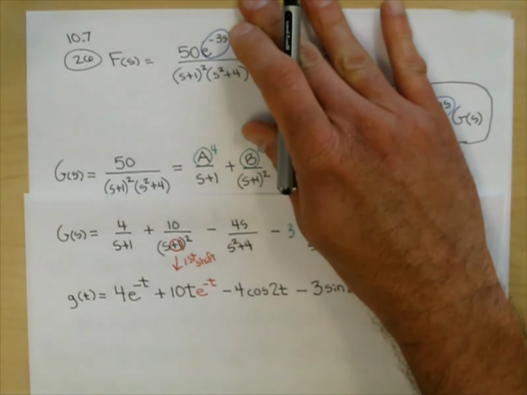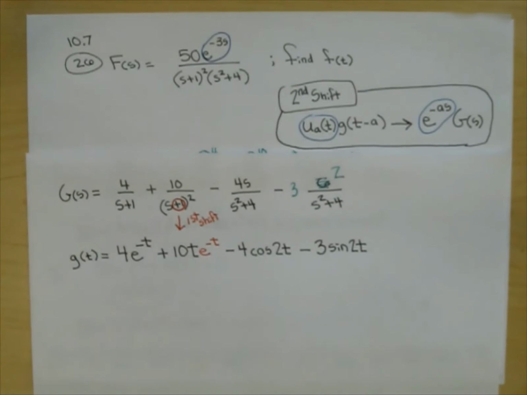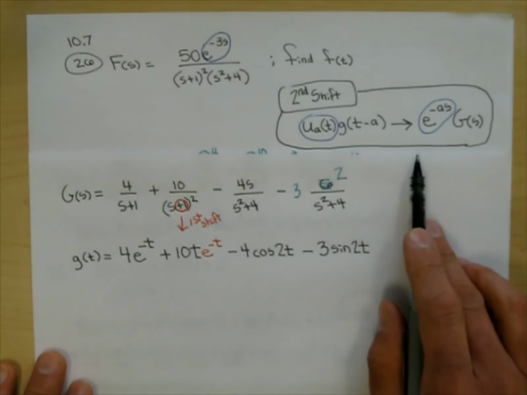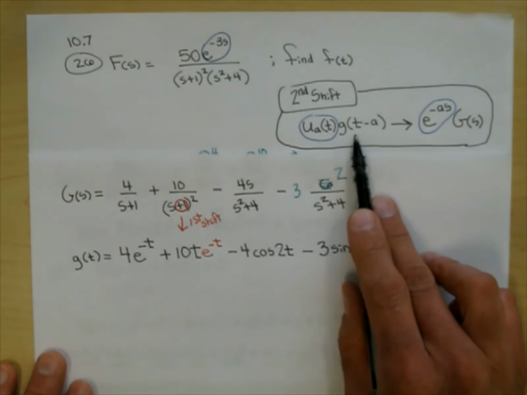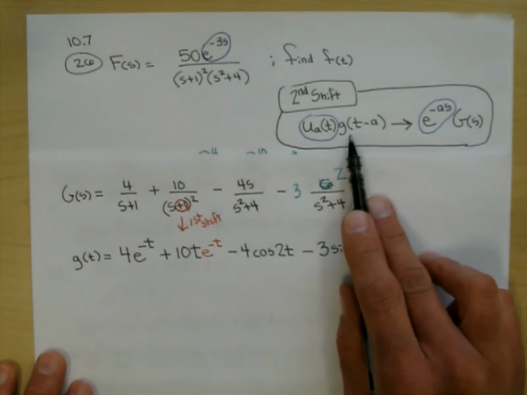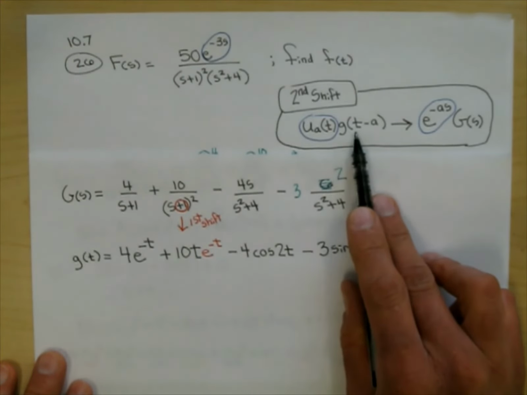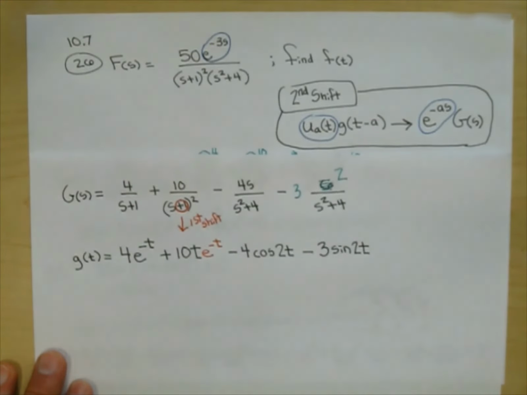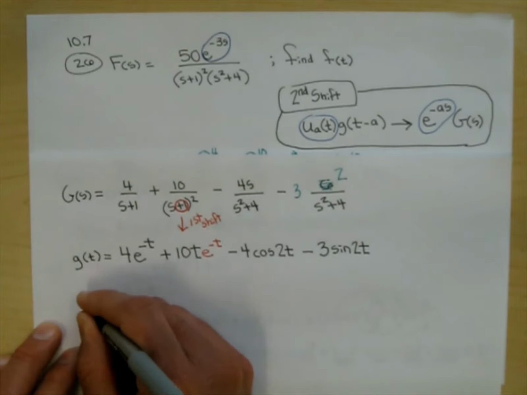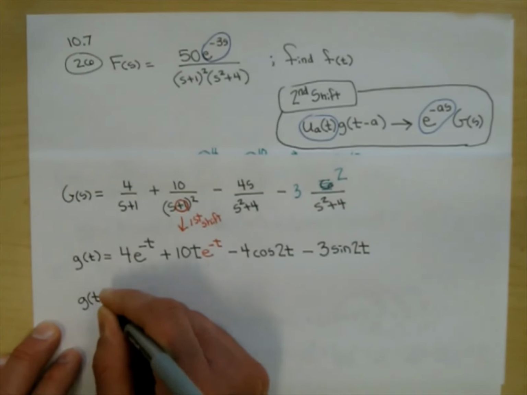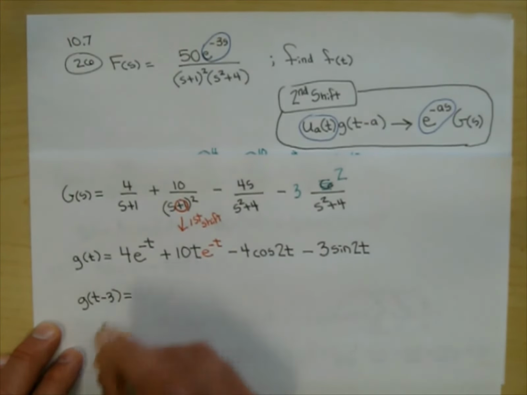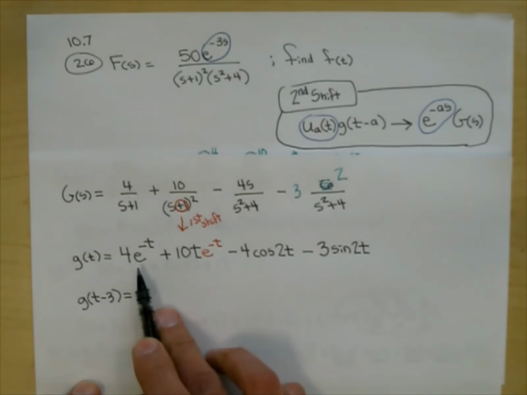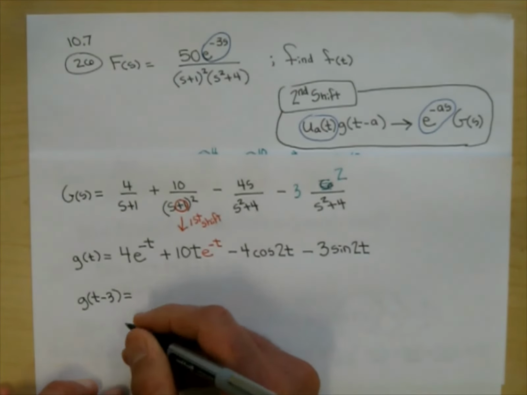So I'm going to show you the original problem here, and I'll even get rid of that. What I'm trying to do is the second shifting theorem. I found out what little g of t is, and now what I want is g of t minus something. Well, there it is right there, that minus 3. So now I'm doing the second shifting theorem, g of t minus 3. So what does that mean? That means as I'm writing this out, everywhere there is a t, I replace it with t minus 3.